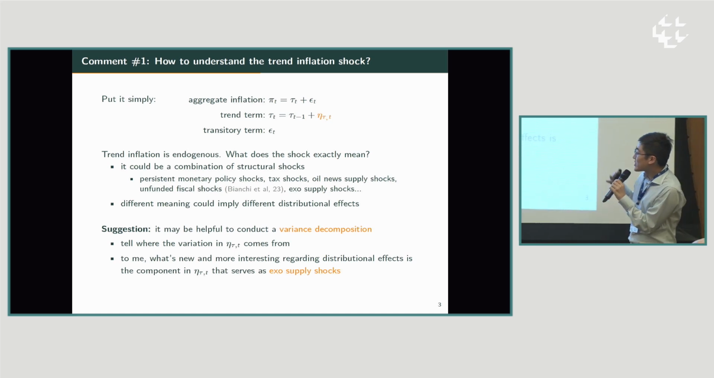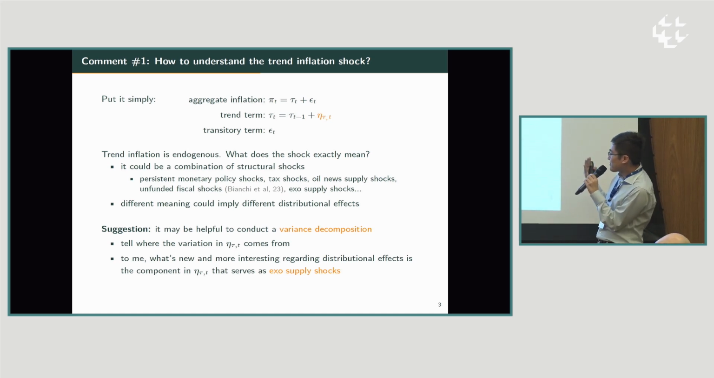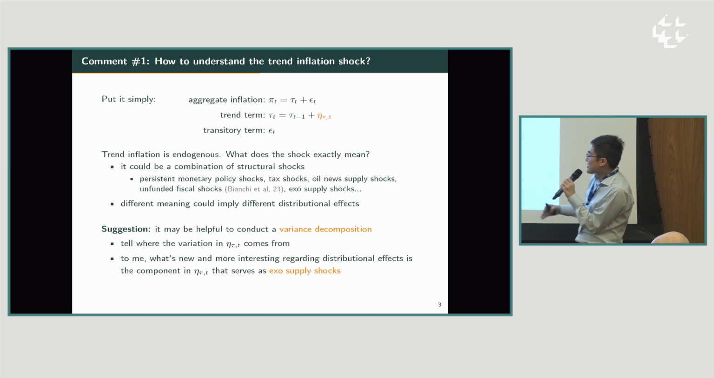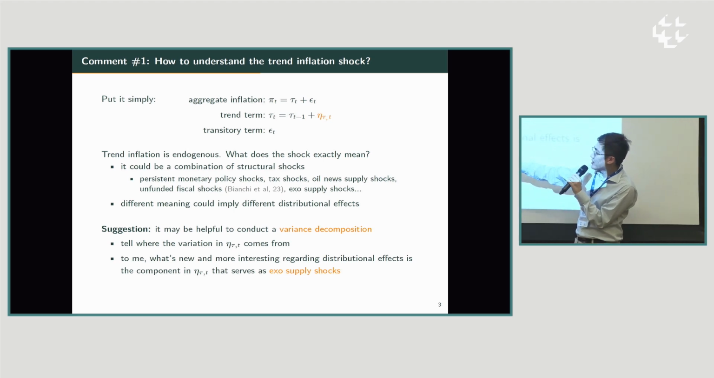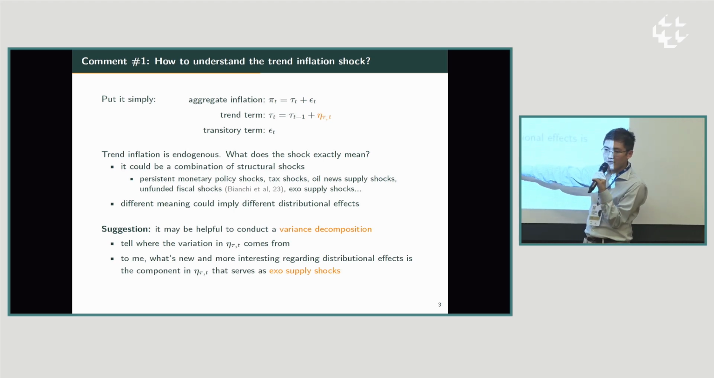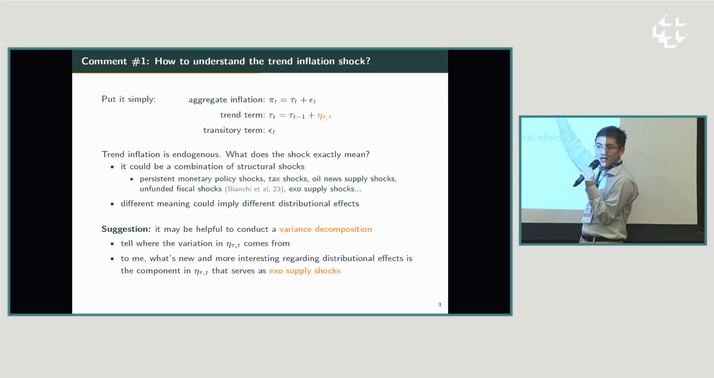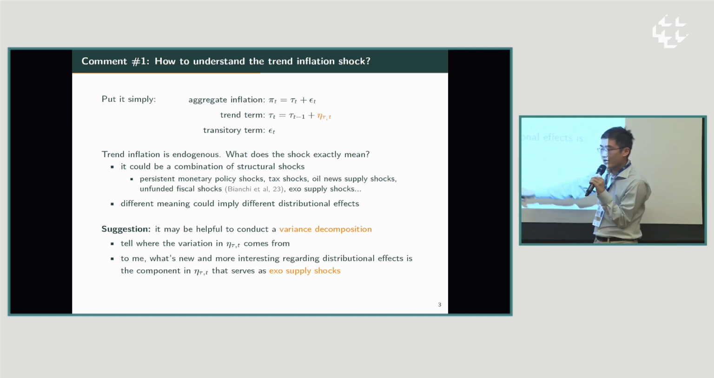And then, to me, what's new and more interesting from the perspective of contributing to the literature is the component in this trend inflation shock that really comes from exogenous supply shocks. Because for other types of identified shocks, the literature has already studied them, and the channel works in the same way as those papers argue, but this component is actually what's new to the literature, that's in my mind.